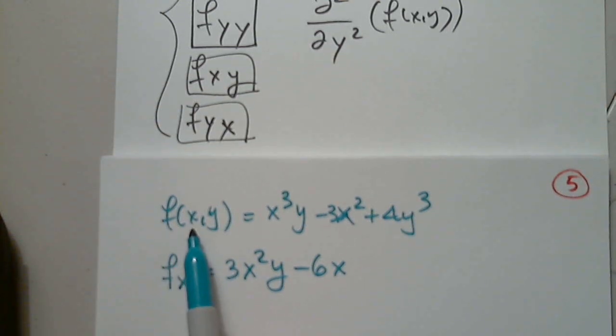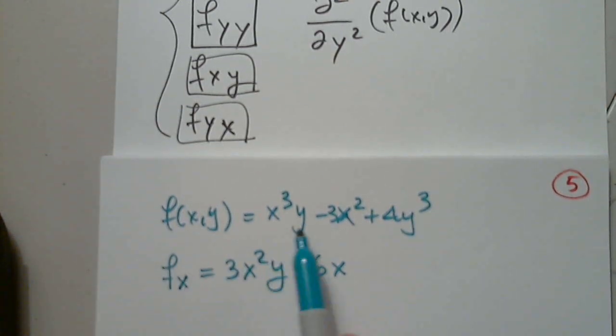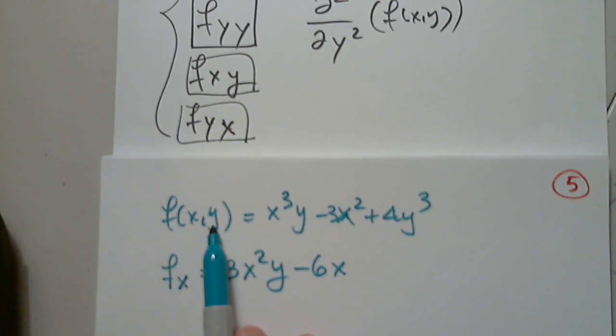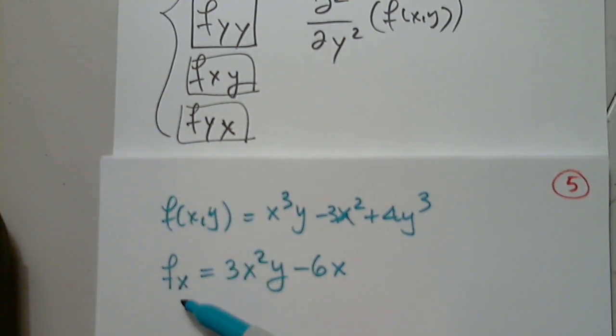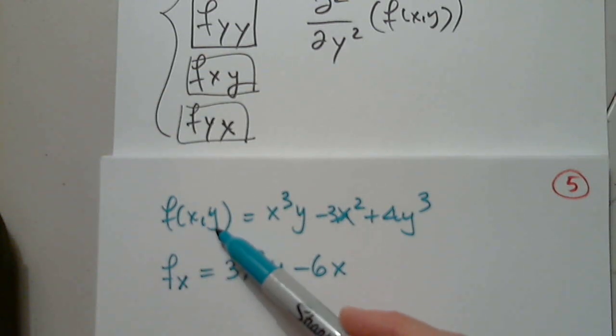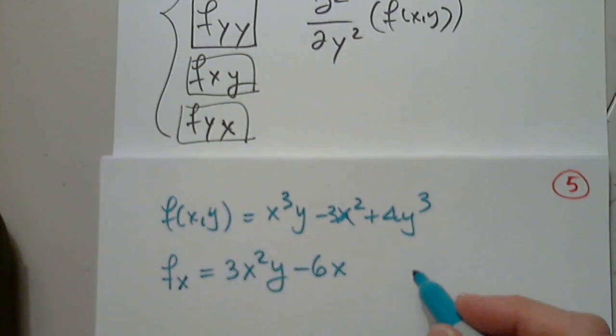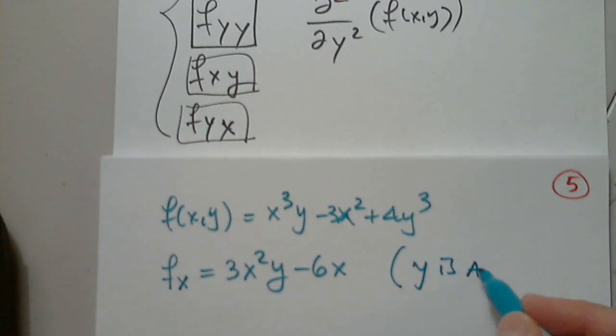So again, f of x comma y, this is the function. Fx means the partial derivative. I cannot find a straight derivative. I cannot differentiate with respect to x and y at the same time. It's not possible. I can differentiate this function with respect to x to find fx, keeping y as a constant. So for this one, y is a constant.